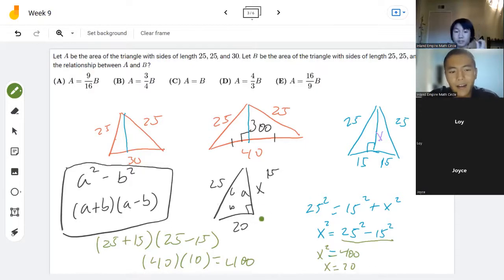But either way, we now have all of their sides, so let's just find their areas. We know that the height of this triangle here is 20. So you solve for the area, that's 15 times 20. That was also 300. So our answer here is A equals B, because these areas are identical. Does that make sense, everyone?